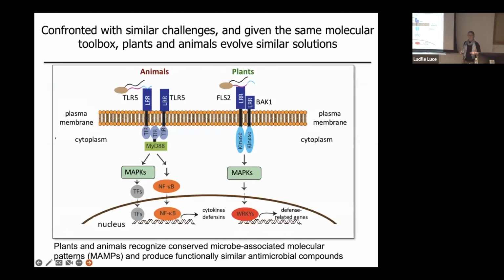And so, confronted with the same challenge of how do you protect yourself from microbes, whether it's a pathogen or a mutualist, plants and animals have convergently evolved similar solutions. Plants have things like flagellin receptors that can activate defense signaling. Animals have convergently evolved similar pathways. And so, confronted with the same challenge and given the same molecular toolbox, plants and animals can both sense pathogens and mutualists, pathogens as non-self, and mount an immune response. And so microbes likely have evolved to circumvent these pathways using similar mechanisms.